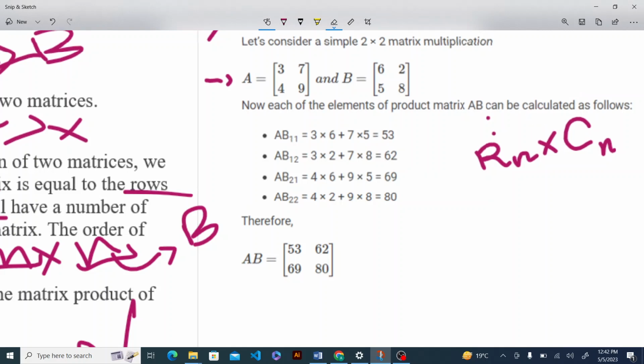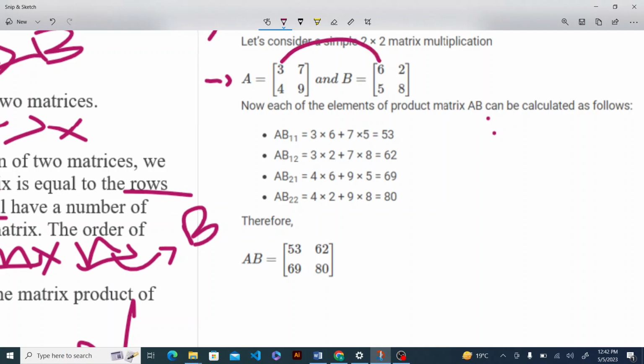So I need to write here to make it clearer for understanding. Let's see here. 3 will be multiplied by 6 and 7 will be multiplied by 5. 3 into 6, the first two elements, 3 and 6, will be multiplied, and then a plus sign will be there, because the two products, 3 into 6 and 7 into 5, need to be added up to make a single element of the product matrix.